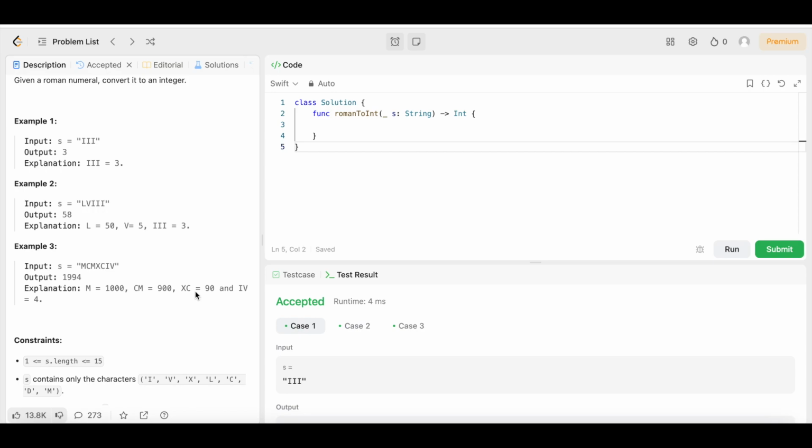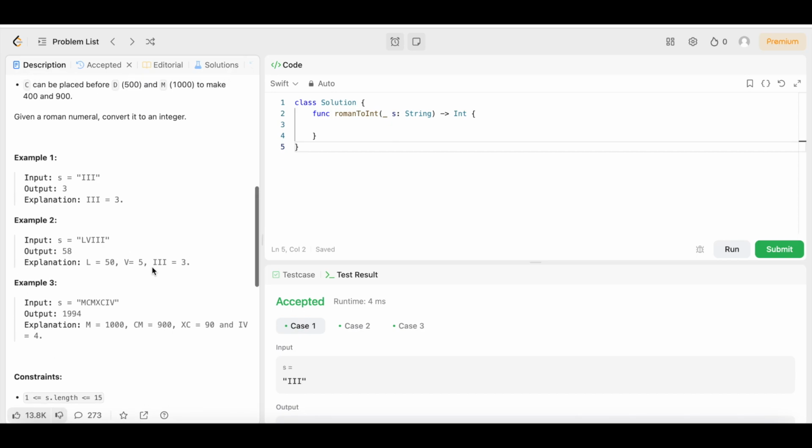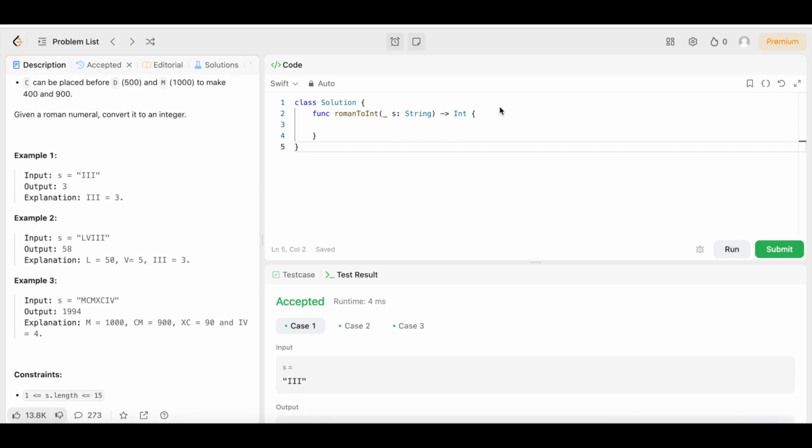Then XC, same thing, gives us 90. And IV, one more time, gives us 4. And we want the output to be 1994. So we're converting Roman numerals into integers. Let's figure out how we are going to do that.